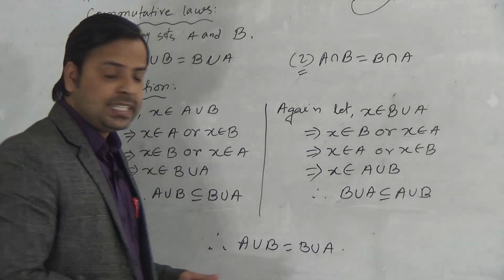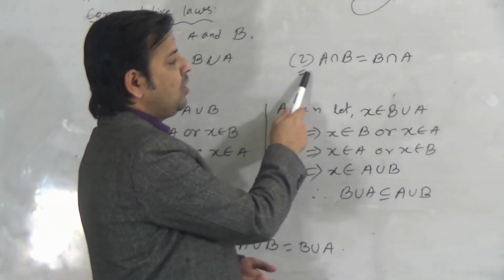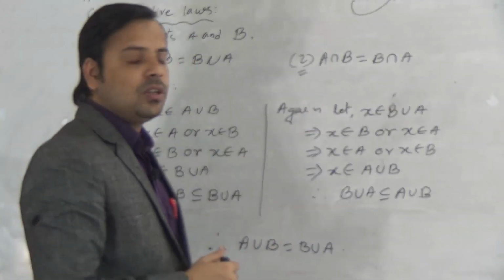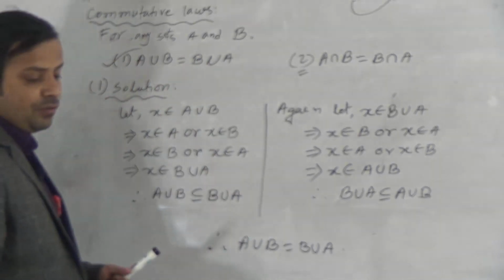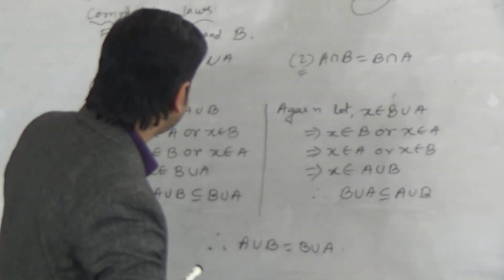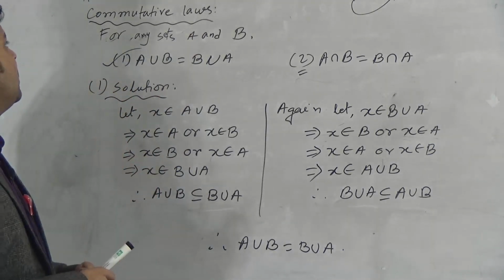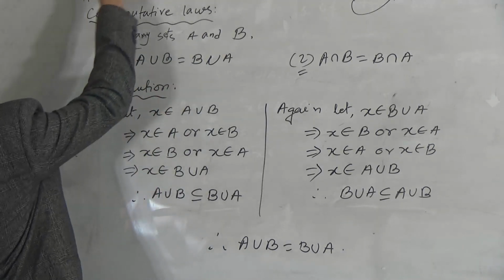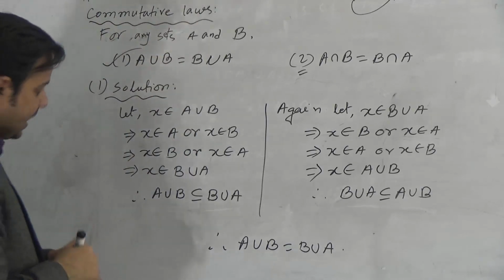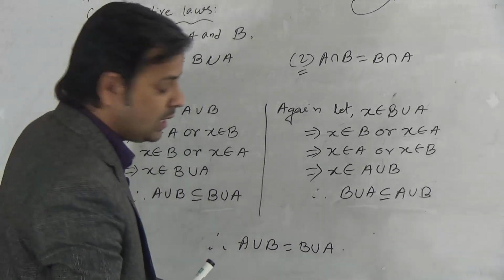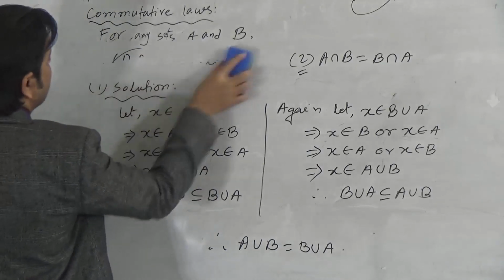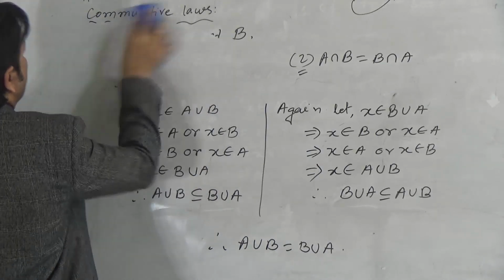So, you will practice the second law for commutative law in this way, the second commutative law for sets A and B. Dear students, I hope you have understood this one. So, commutative law is done. Now, I will solve associative law. Dear students, at first we have to know associative law.